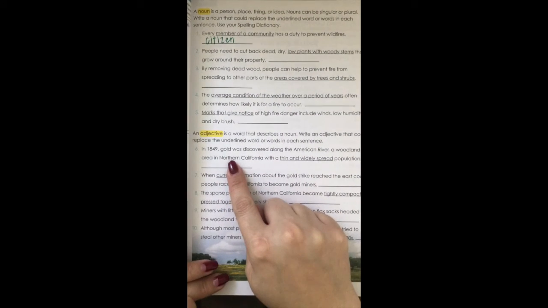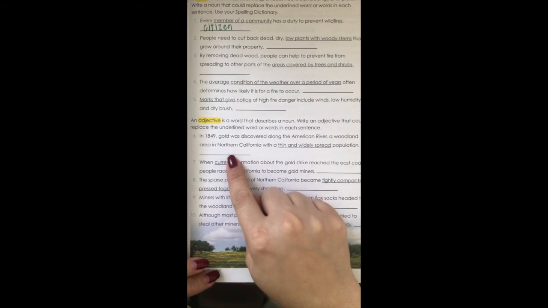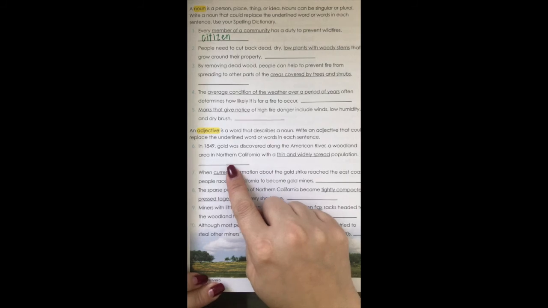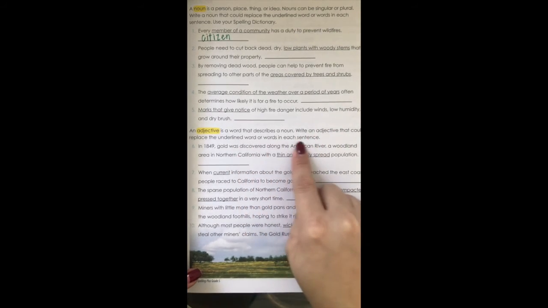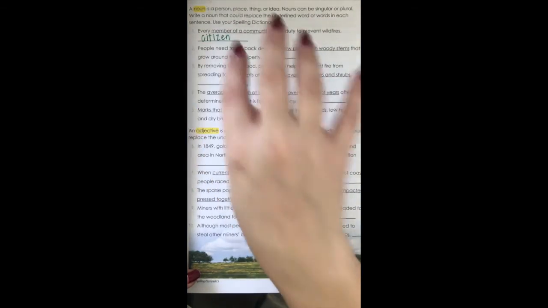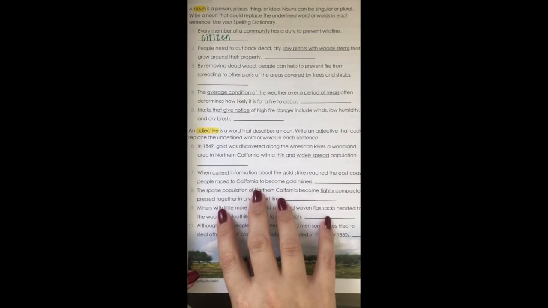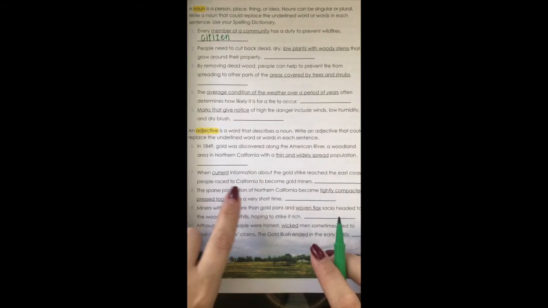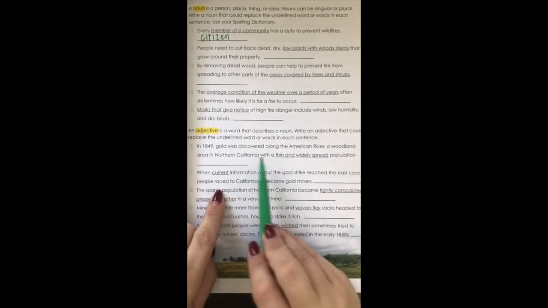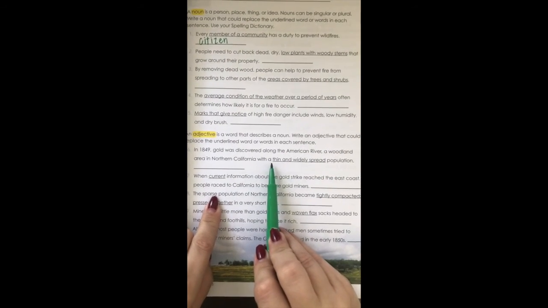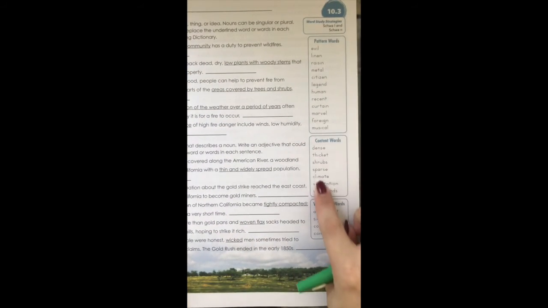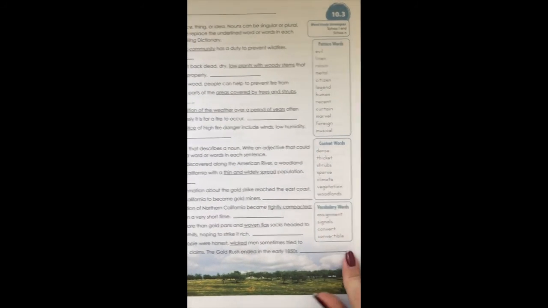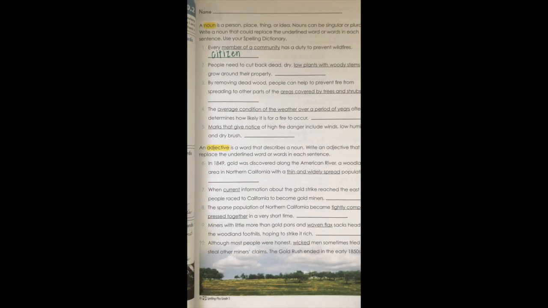And here for adjective, we know that an adjective is a describing word. So we're going to write an adjective that could replace the underlined words. So up here was nouns, here are adjectives. So you're going to do the same thing. Read the sentences, look at the words that are underlined, and choose the best word from our list to replace it, using the spelling dictionary as needed.